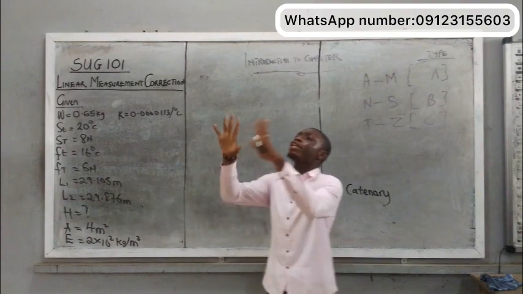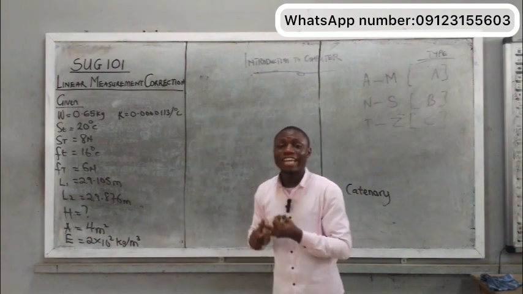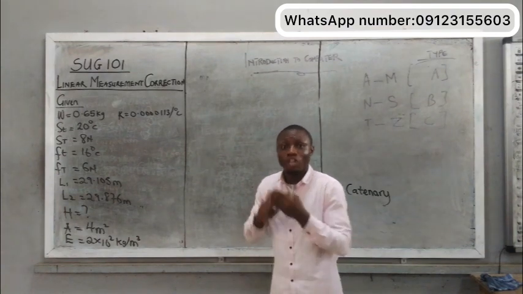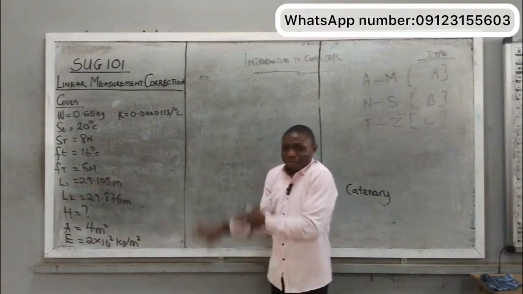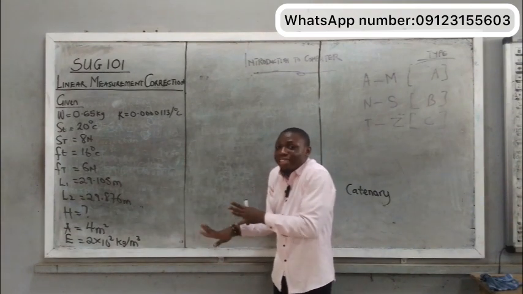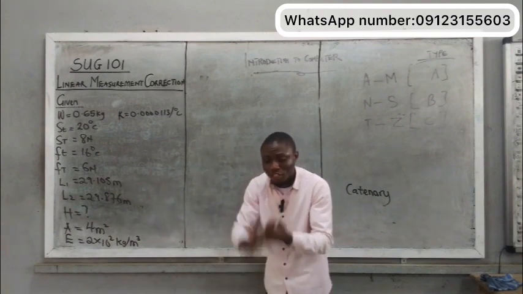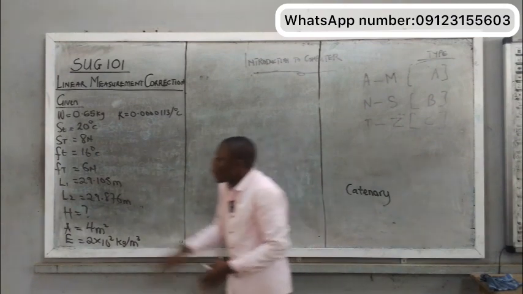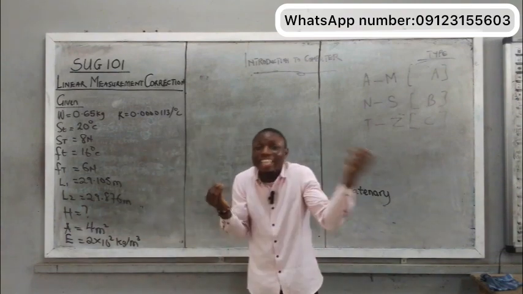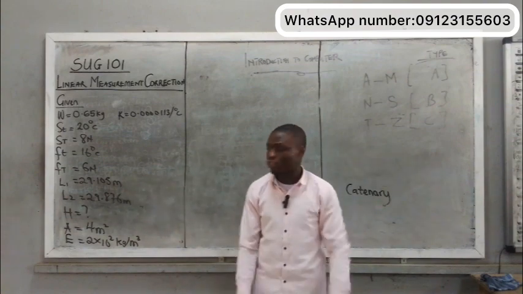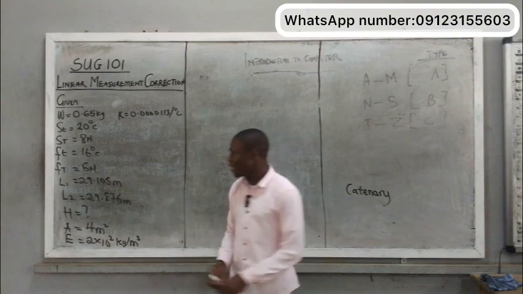All the formulas I gave: temperature correction, tensile correction, sag correction, and slope correction. I'm going to apply all of them to solve L1 separately. Then the same formulas, temperature, tension, sag, and slope, apply to L2 again. After those two answers, I will combine them to have my true horizontal length. Let's have this solution.